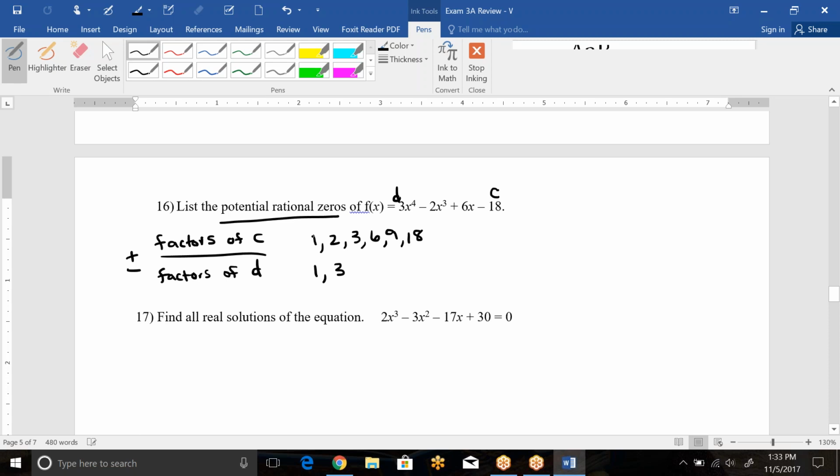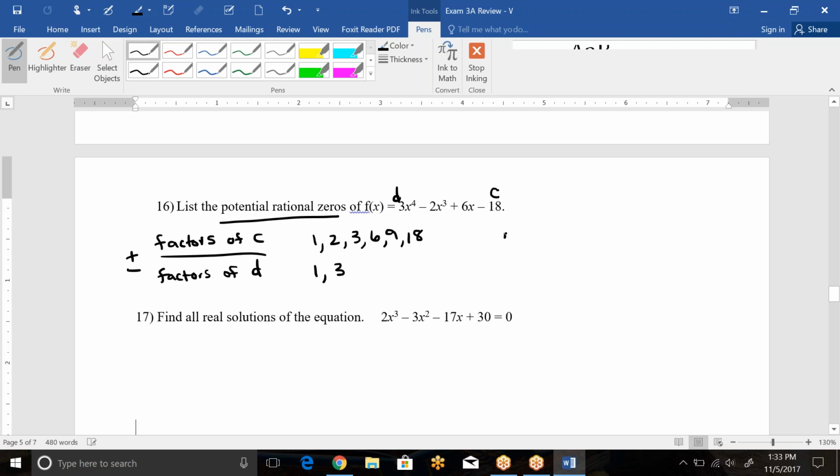To get your list, you put each of these C's over each possible D. Now, some people do all of them over 1 first, and then some people do 1 over 1 and then 1 over 3 and go through that way. Some people worry about putting them in order from least to greatest. You do whatever your instructor tells you to do. I don't get too nitpicky about the order. I just want to make sure you've gotten all the combinations.